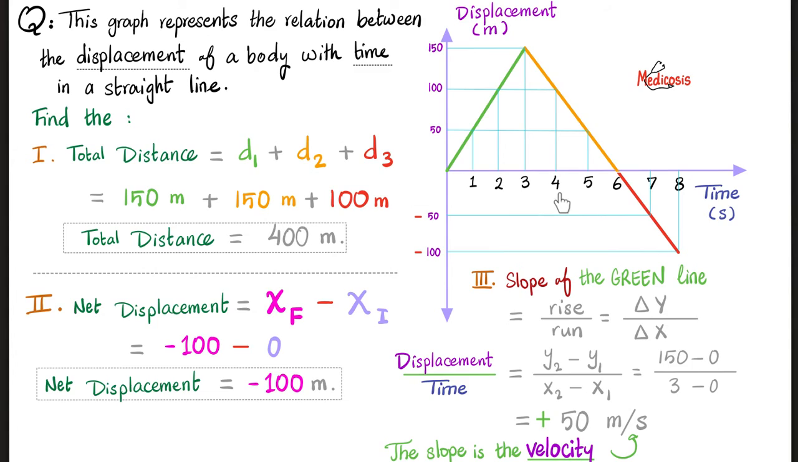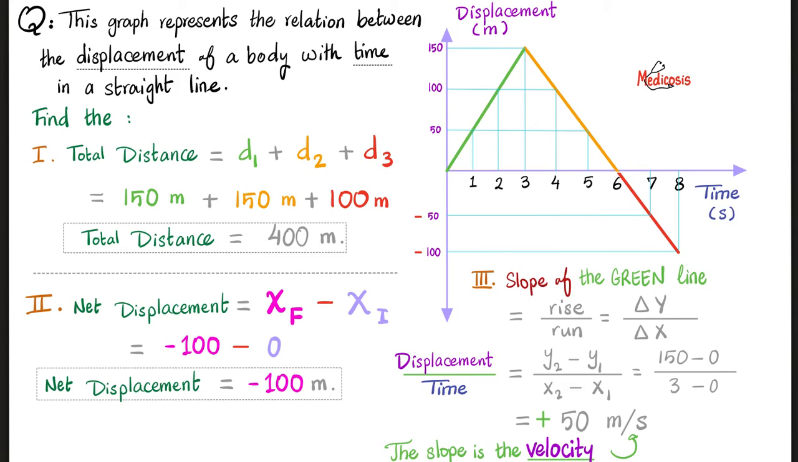And here are the answers again in color. Total distance, you just add this 150 plus this 150 plus this 100. You get 400 meters. The net displacement cares about the final destination, which is negative 100 meters, and the point of origin, which is 0. Negative 100 minus 0 equals negative 100 meters. Notice that distance is a scalar. It has a magnitude only but no direction. But displacement is a vector. It has a magnitude and a direction.